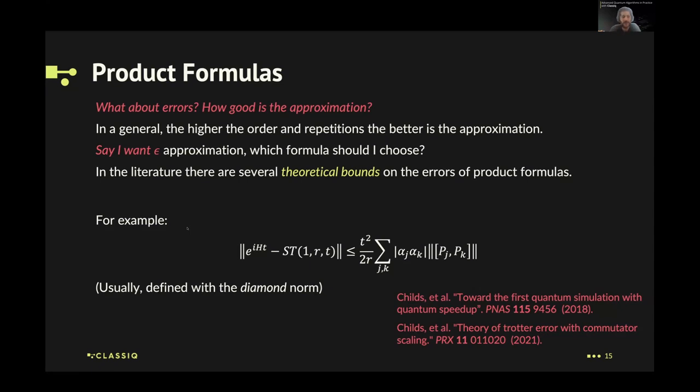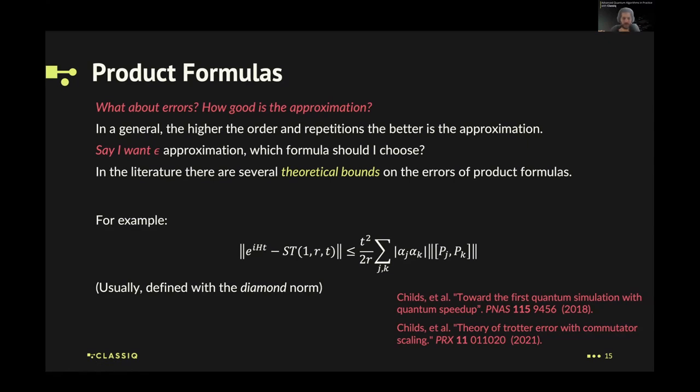In particular, what people give in the literature are theoretical bounds for the errors of these product formulas. For example, you can look at the distance between Suzuki-Trotter with repetition R and order one, and ask how far it is from the real evolution. And here is a bound from the literature, and you see that it goes as T squared over R, meaning you can see that as R goes to infinity, indeed, my error gets smaller and smaller. And this bound is actually good because it takes into account also the commutation relations. So you run over all the commutation relations between the different terms in your Hamiltonian, the different Pauli strings. And you can see that if your Hamiltonian consists only of commuting elements, then the bound is zero and your formula is exact.